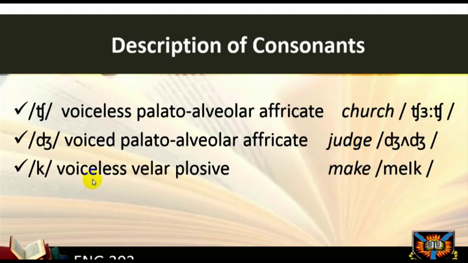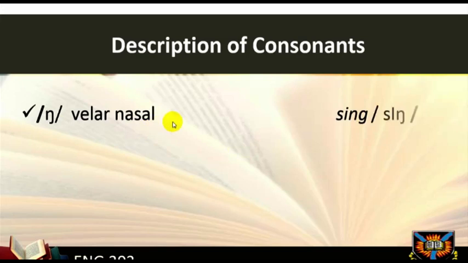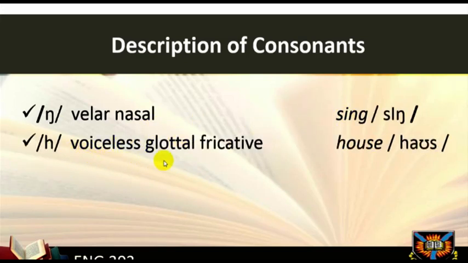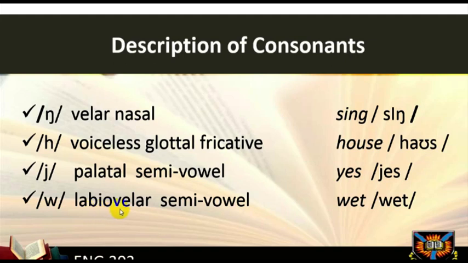K: voiceless velar plosive, make. G: voiced velar plosive, game. Ng: velar nasal, sink. H: voiceless glottal fricative, house. J: palatal semivowel, yes. W: labiovelar semivowel, wet.